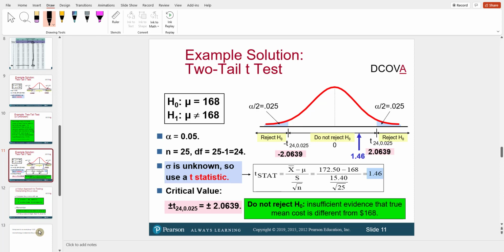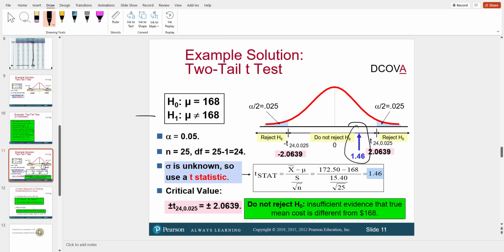The t-statistic is x bar minus mu all over sample standard deviation divided by the square root of the sample size. So when I plug my numbers back in and do the calculation, I get a t-stat of 1.46. If you look at this graph, 1.46 falls in the non-rejection region. I have it right here. Okay? So what does that mean? That means we do not reject the null hypothesis.